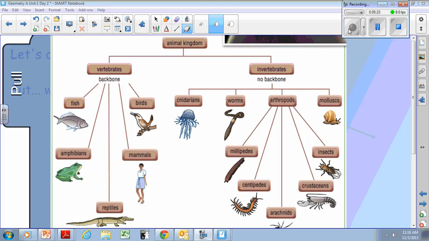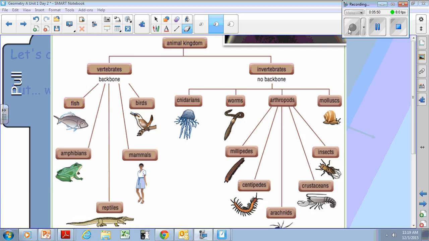We can do invertebrates. In means not. In anything means not this. So who doesn't have any backbones? Whoa, I can't even say that. Cnidarians? Is the C silent because there's no letter between the C and the N? Cnidarians. I'll ask Brian, he may know. You got jellyfish, worms, no backbones.